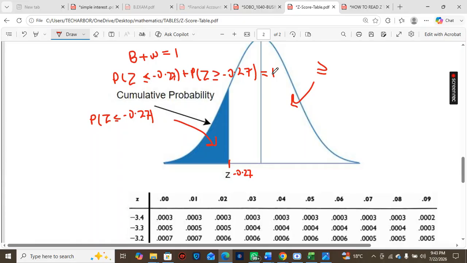So with this graph, we can only get the area in blue. If it was a graph for area to the right, if we were using the other graph, you would have just gone to that graph and read the value. But we're using the area to the left tables here, so we can only get the area to the left. So what we need to do first is get the probability, which is the area, that Z is less than negative 0.27, this one in blue.